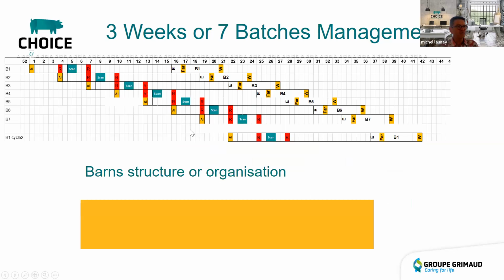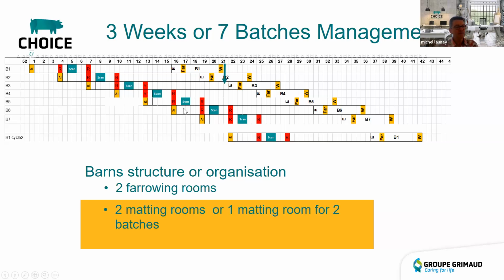If you look at the barn structure or organization, this kind of calendar gives me an idea of it. As I told you, I need 2 farrowing rooms to manage this batch management well, and I need 2 mating rooms, or 1 mating room for 2 batches, to allow me to have a good organization. And I need 1 barn for pregnant sows, and it is 1 barn for 4 batches.